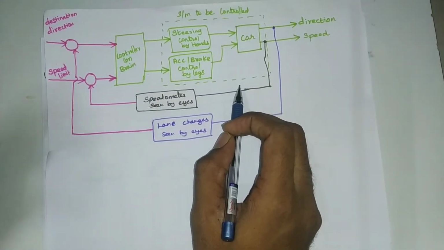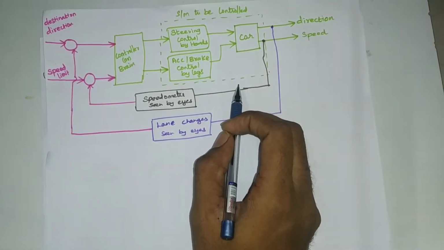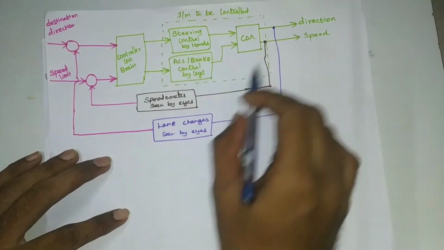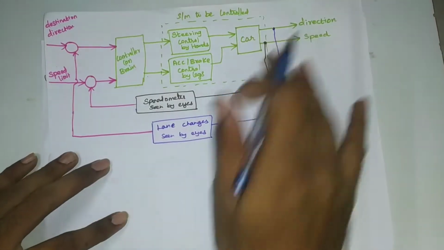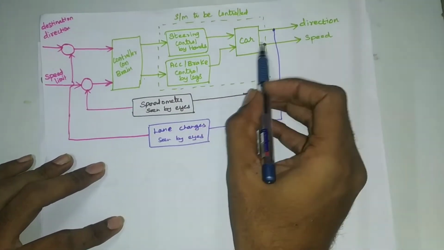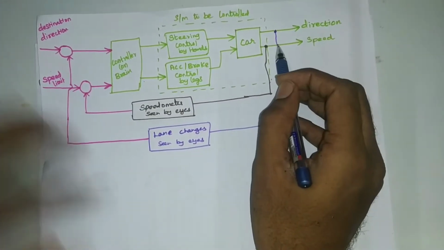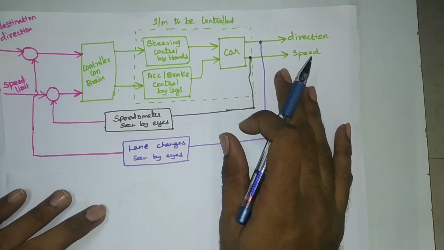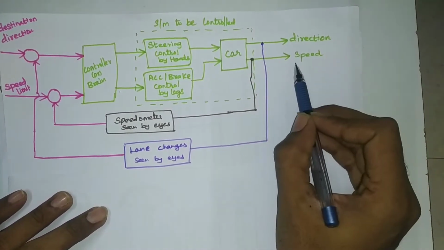Don't consider it as a manual system or an open loop system. We are also one part of this system, so this can be considered as a closed loop mechanism. So let's see, this is the car. While driving a car, two things we usually consider: one is direction, another one is speed.